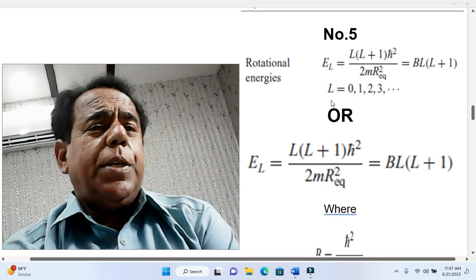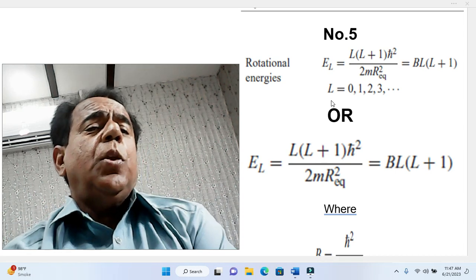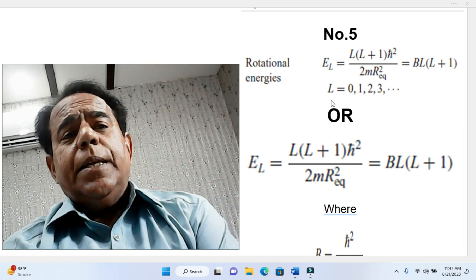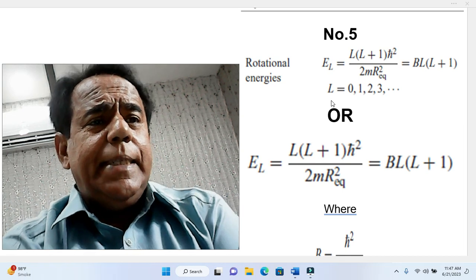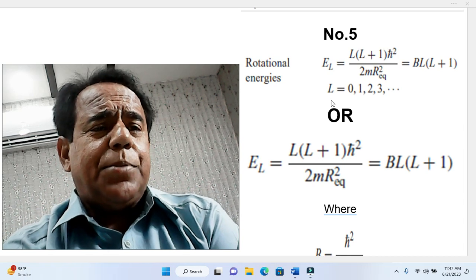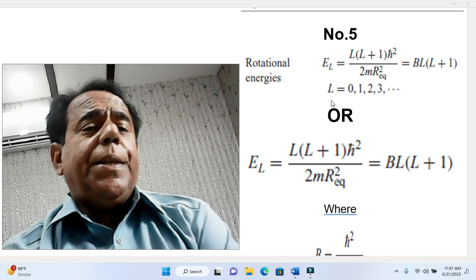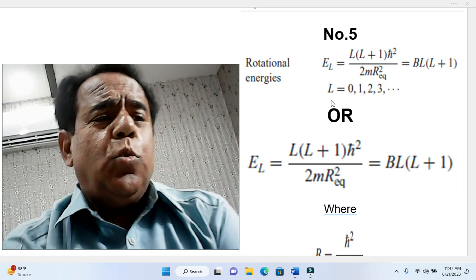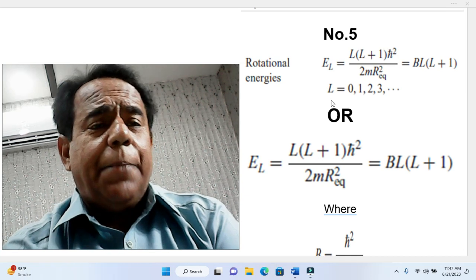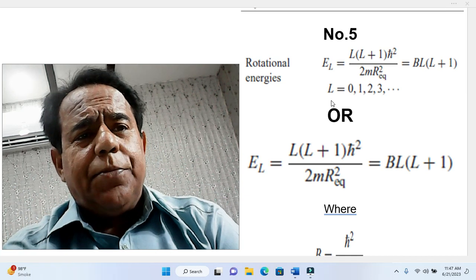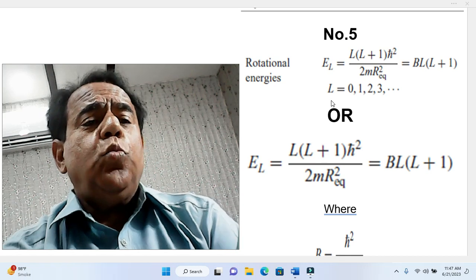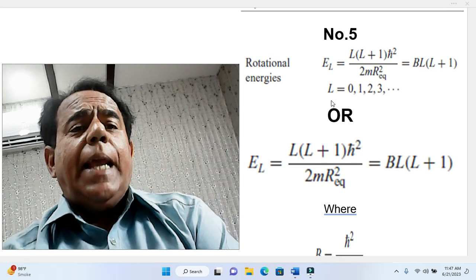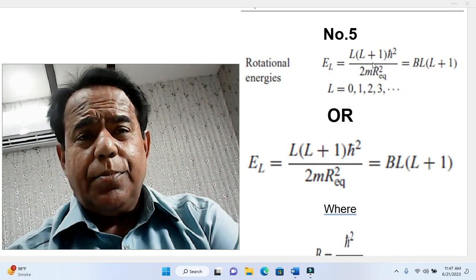helping tool number 5. In this tool, rotational energies have been described. Okay, rotational energies E_L, where capital L is written as a subscript of capital E, and it denotes the rotational energy level. This is equal to L into L plus 1, h cut square over 2 m r equilibrium square, which is equal to B L plus 1.